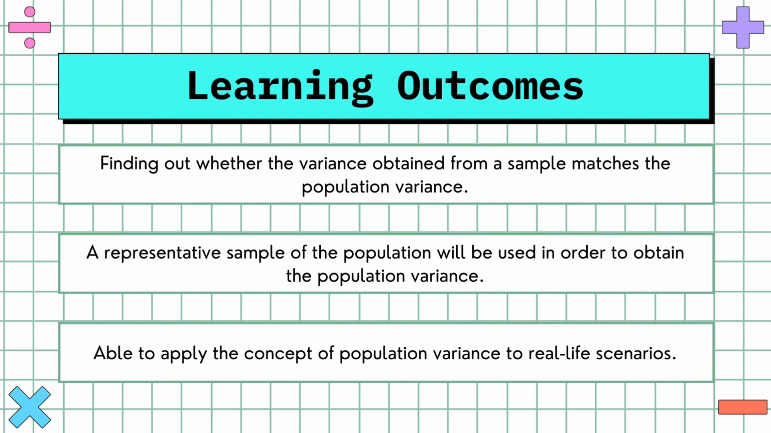Firstly, finding out whether the variance obtained from the sample matches the population variance. Secondly, a representative sample of the population will be used in order to obtain the population variance. And lastly, being able to apply the concept of population variance to real-life scenarios.